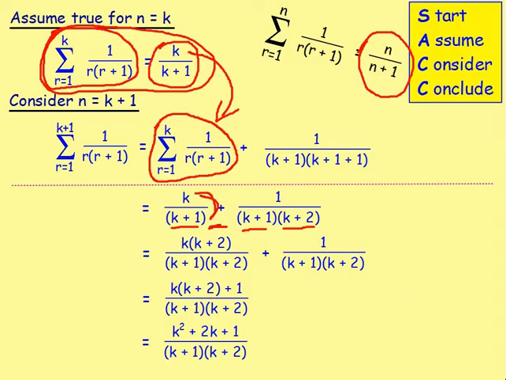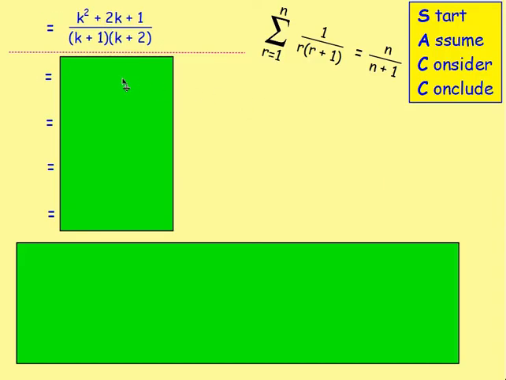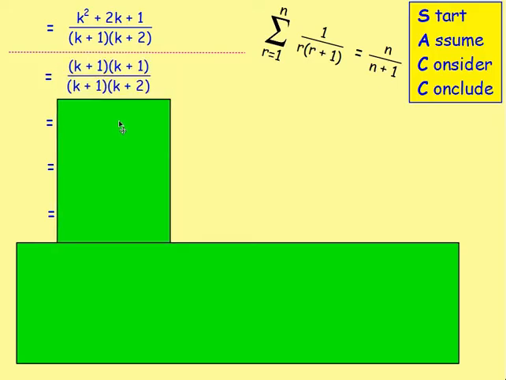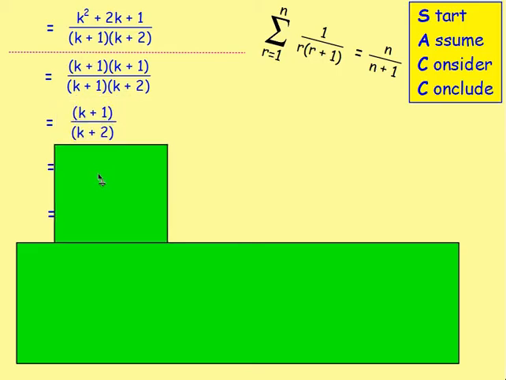Daniel? Brilliant. You would factorise. So if you factorise that top line, what does it give you, Daniel? Brilliant. You'd have k plus 1 times k plus 1. What's the whole point in doing that, Poppy? Brilliant. If you cancel the k plus 1 at the top and the bottom, it'll leave you with k plus 1 over k plus 2.